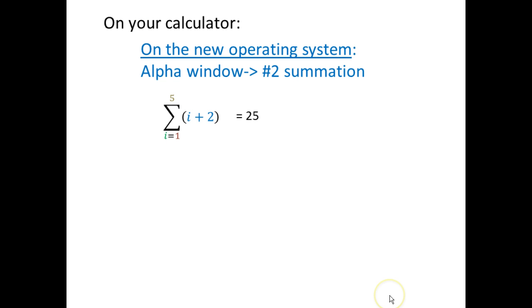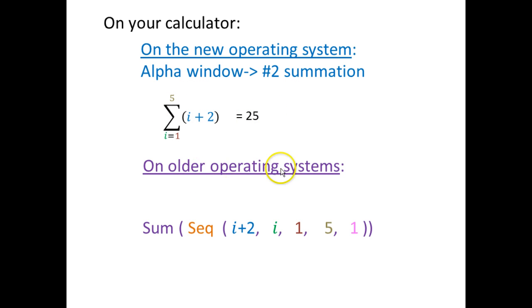Or you could do this on your calculator. On the new operating system, you can use alpha, window, number 2, summation. That'll bring up a little template, and you just fill in the missing parts, hit enter, and it'll give you 25.